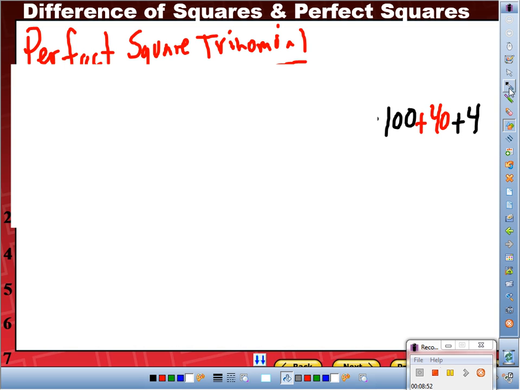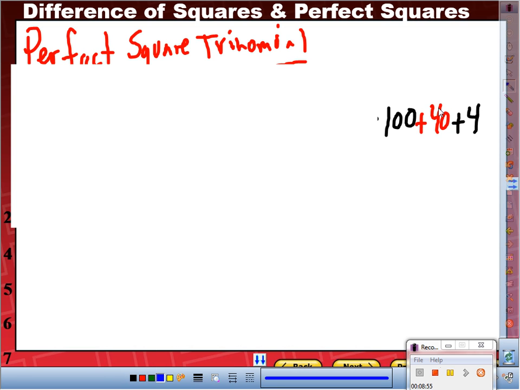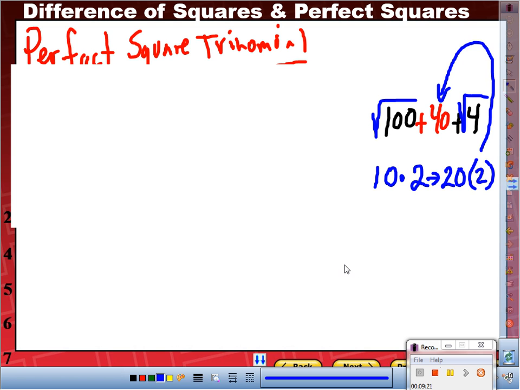Watch. Here it goes. First, let's check to see if this is a perfect square trinomial. How can we check? Pay attention to this or you're going to miss it. First, can we take the square root of the first number? Yes. What is the square root of 100? 10. What is the square root of the last term? 2. So watch. What is 10 times 2? 20. And if we double that, does that give us this number? Yes.